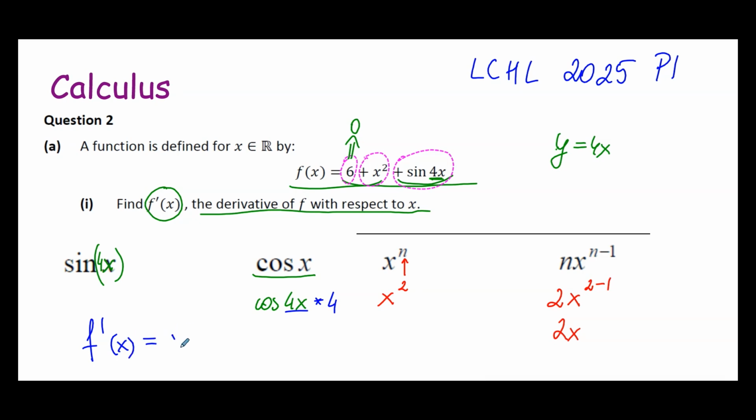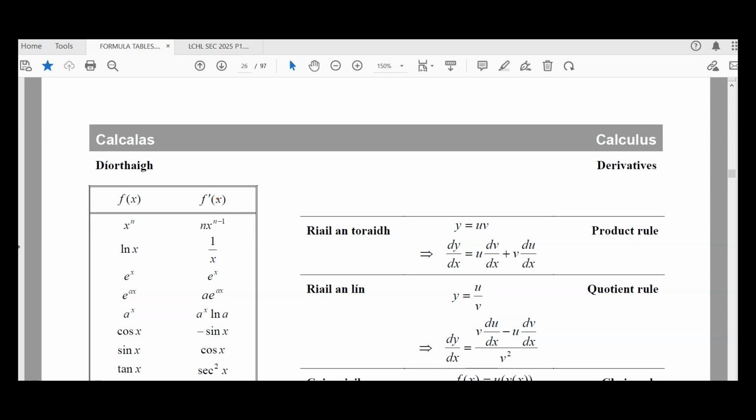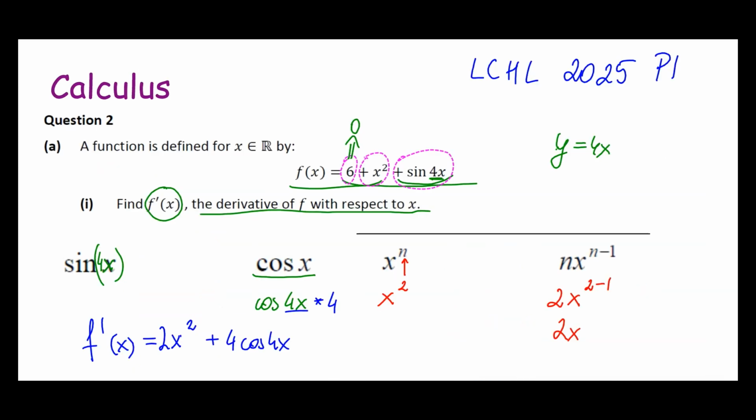So, it is 2x to the power of 1 plus 4 cos 4x. If you ask me how I recognize in what situation I apply the chain rule: if you look at those formulas in your table, you will know that every time you have a single x, that x doesn't have anything beside it. So when in your function, like in our case, we didn't just have x, but we have 4x, that's how you can recognize that it is a function within a function.